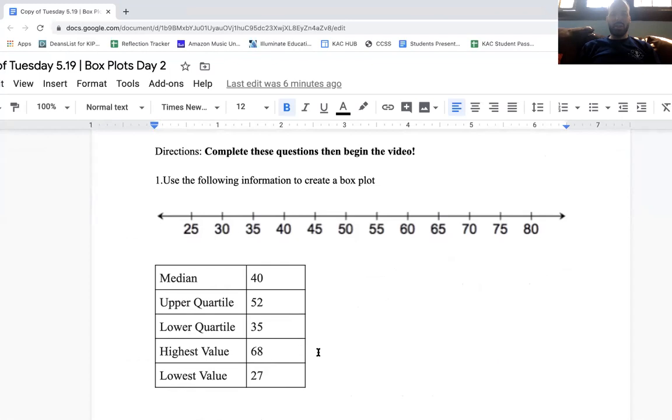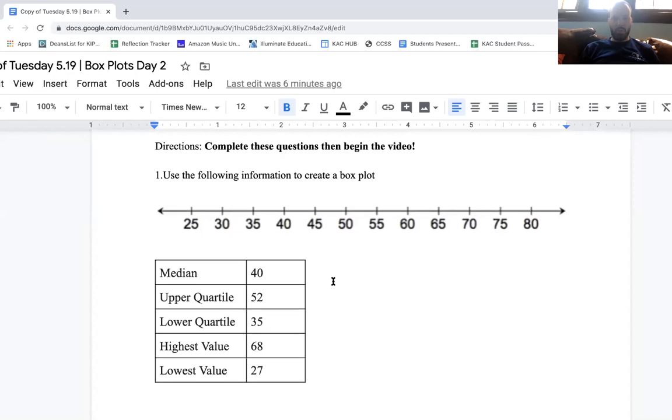Okay, you guys did a really good job yesterday, so I'm not going to go through the PDN. When I look at your PDN, I should see a line over 40. I should see a line over 52, which is somewhere in here. I should see a line over 35, somewhere in here, and then a box around those. I should see a dot at 68, which is around here, with a line connected to the box. I should see a dot around 27, which is here, with a line connected to the box. And that's what I'll be double checking for.